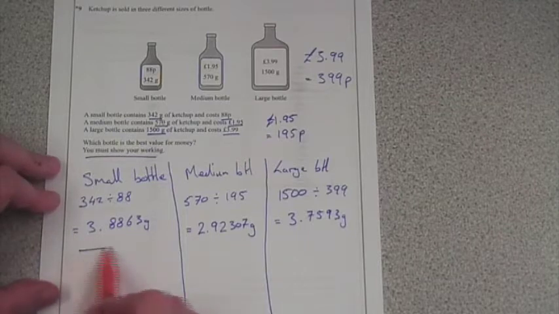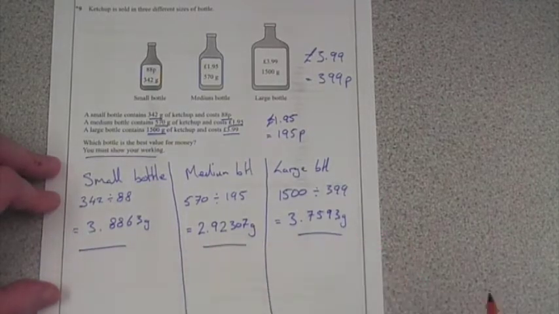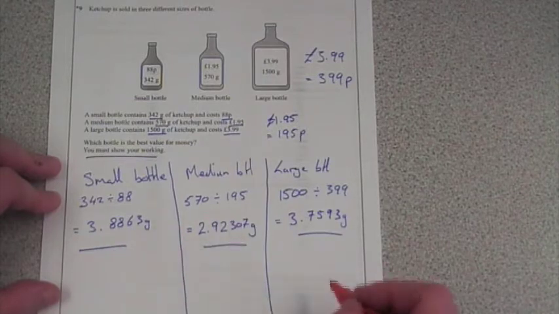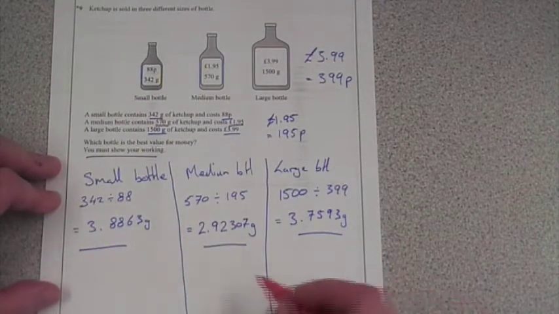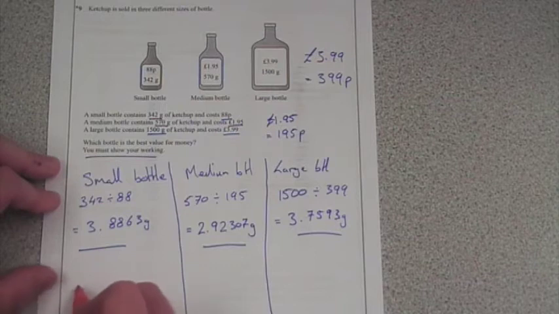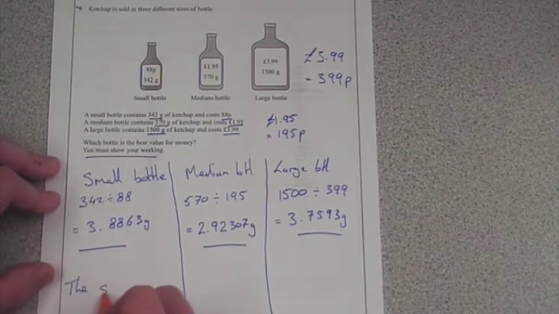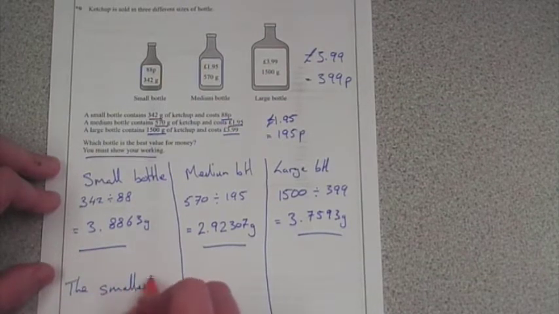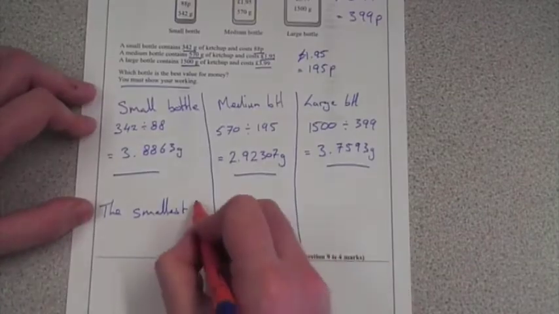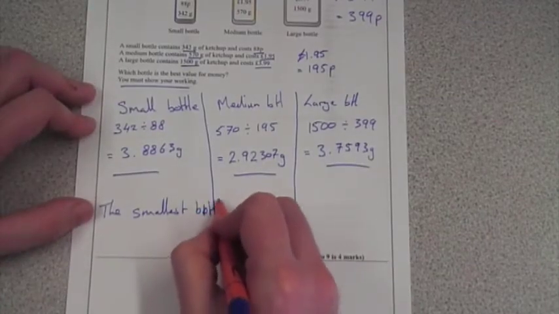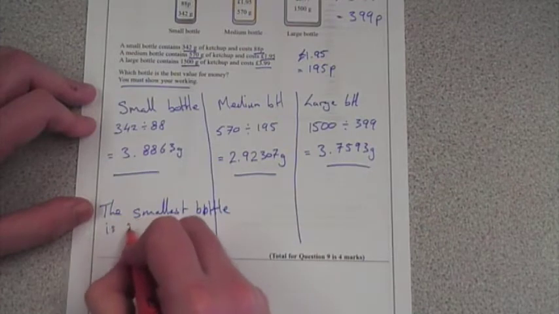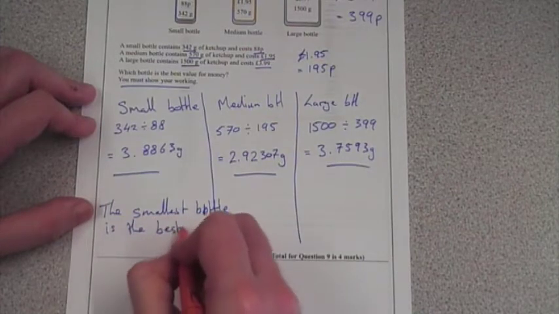The next thing we do is we just look at which one is the biggest, and we can see clearly that 3.8863 grams is the biggest. So we say that the smallest bottle is the best value.